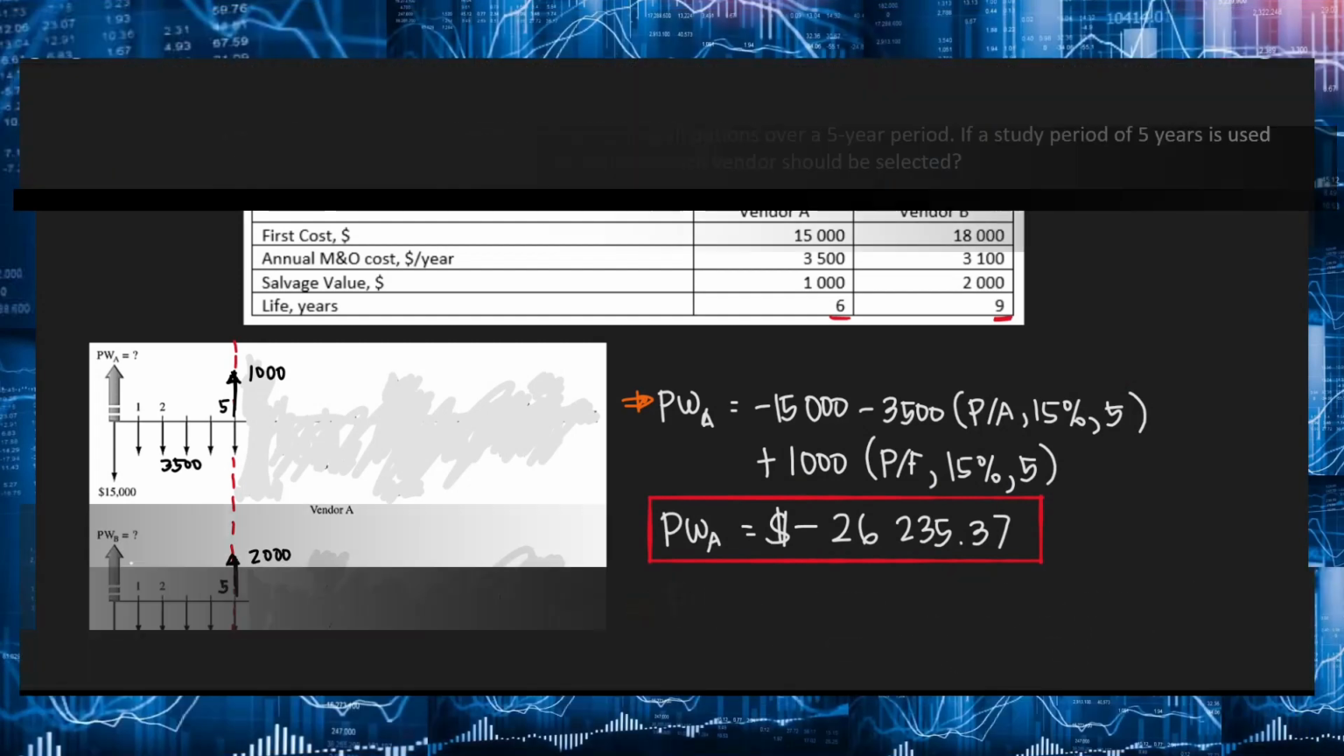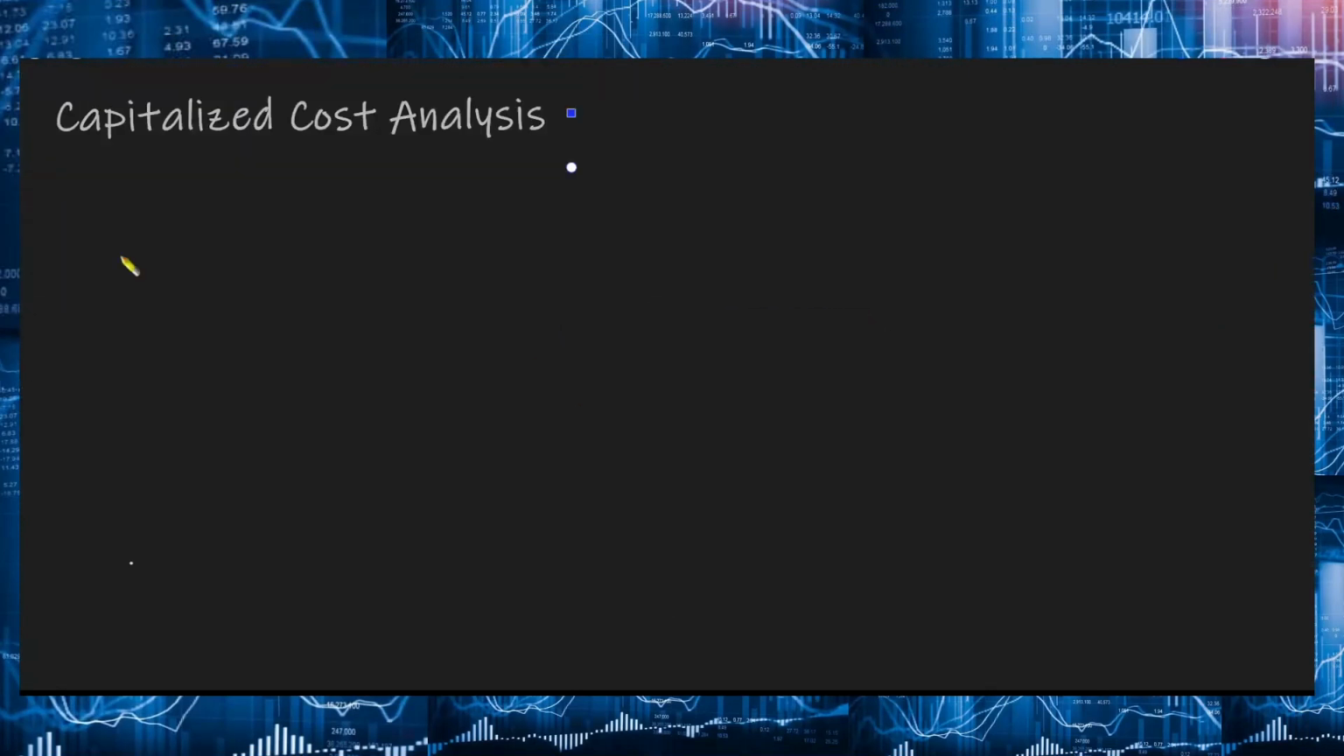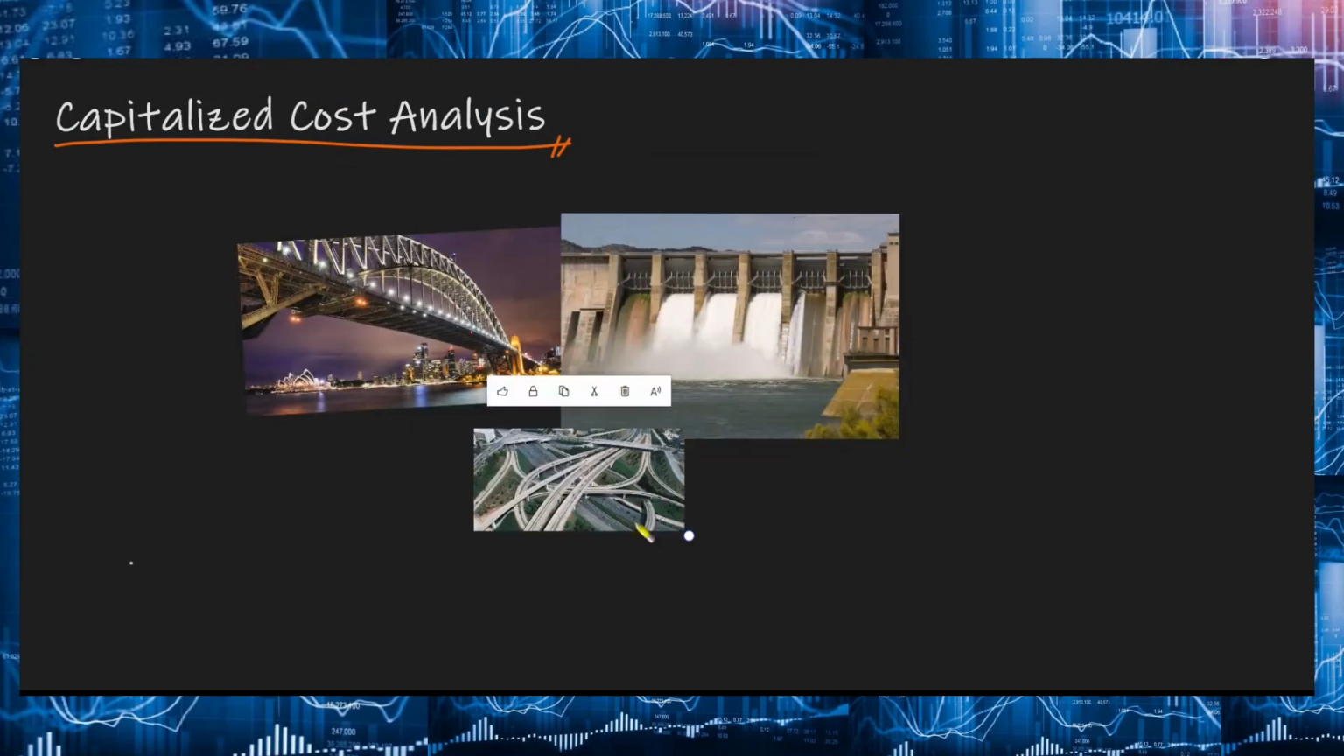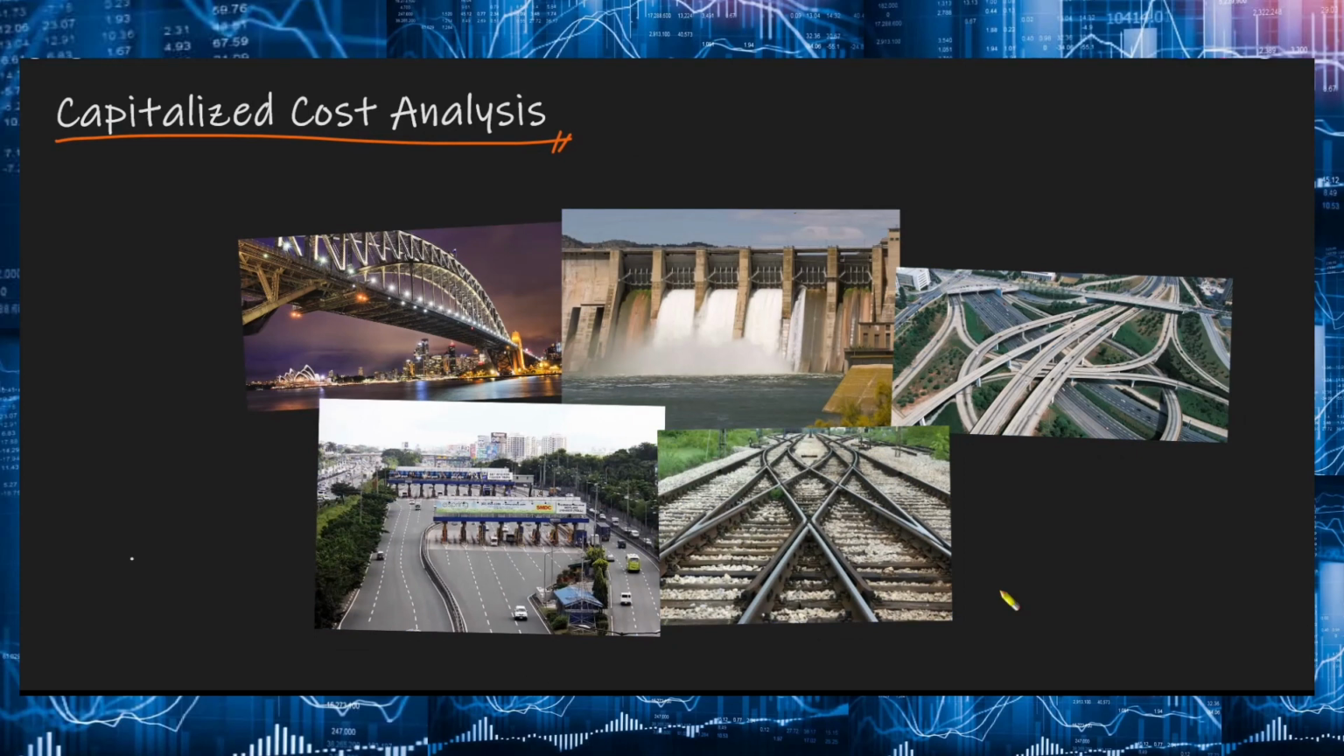Okay, next we are going to talk about capitalized cost analysis. Now, many public sector projects such as bridges, dams, highways, and toll roads, railroads, and hydroelectric and other power generation facilities have very long expected useful lives. Usually up to 40 years, 50 years, or 70 years, ganun no, napakahaba.